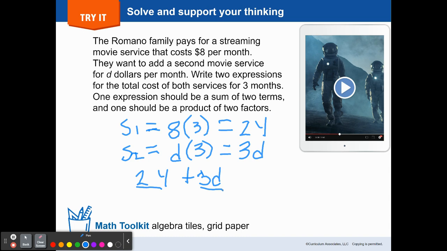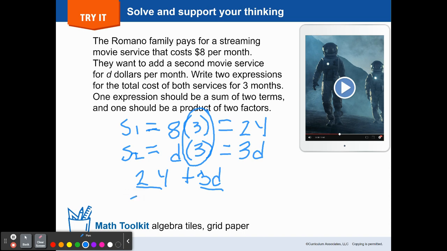Now we can create an equivalent expression. If we look back at what we did earlier in the week or with the expressions review, then we know that we can find a common factor. Well, 24 and 3 share a common factor. In fact, we did it right up here at the beginning. They share a factor of 3.